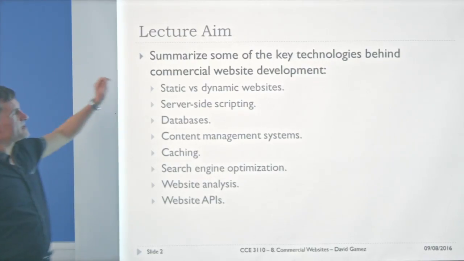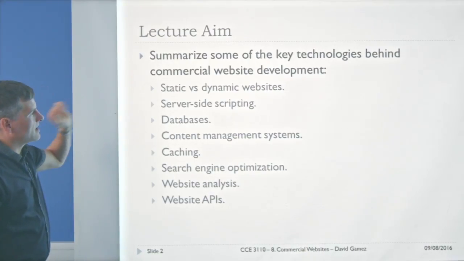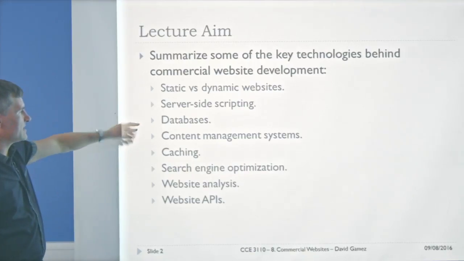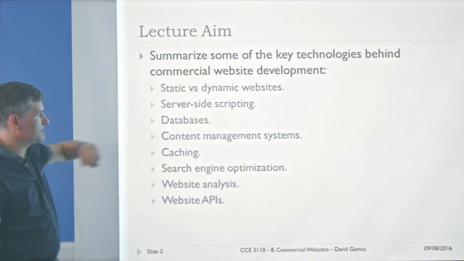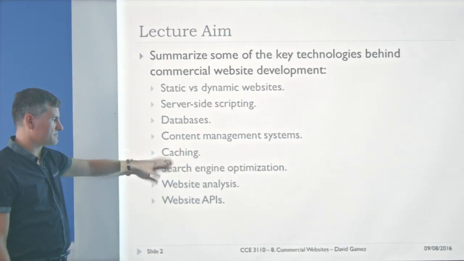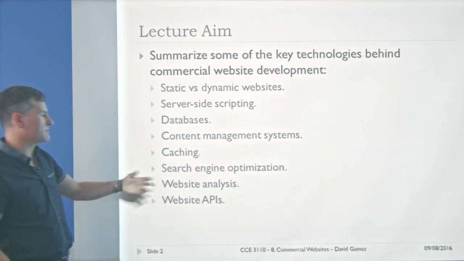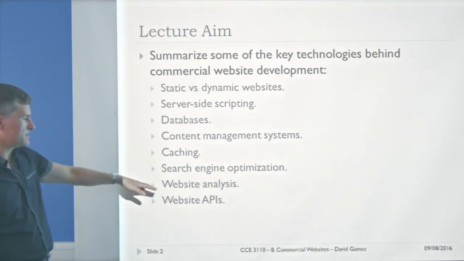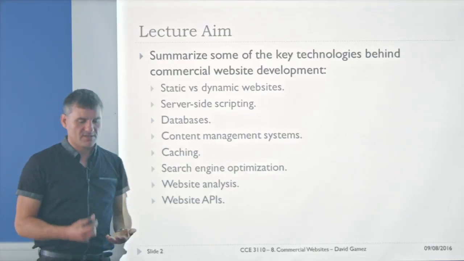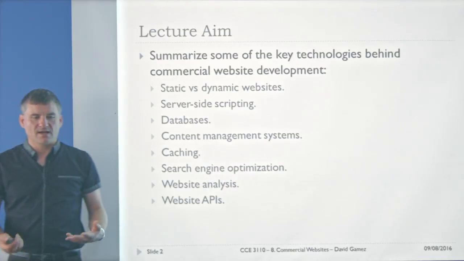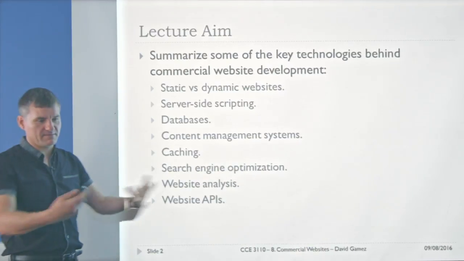So in this lecture, we're going to summarize some of the key technologies. We're going to look at server-side scripting, which is linked up with static versus dynamic, how server-side scripts use databases, the need for content management systems, and caching. I think there's a little bit of stuff on Akamai, and some of the other things that go into building a commercial scale website, such as search engine optimization, analyzing traffic, and the APIs that websites such as Amazon and eBay make available for other businesses to use to sell their products through their websites.